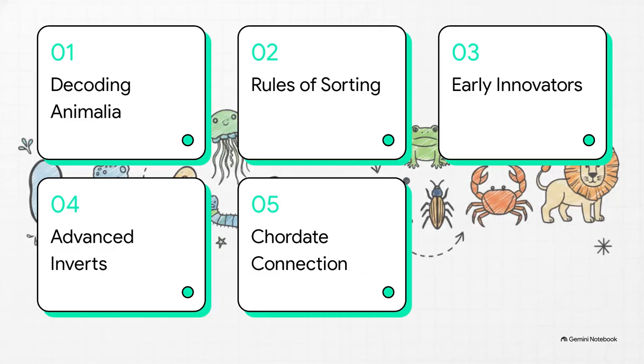So here is our roadmap for today. We'll start by decoding the basic rules of the kingdom, look at how scientists sort everything, meet nature's early innovators, move on to the advanced invertebrates, and then finally arrive at the chordate connection. Let's get right into it.